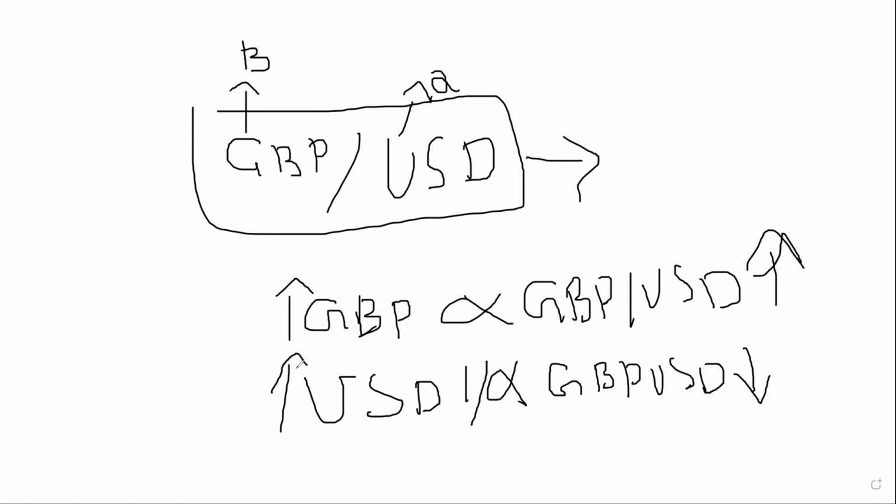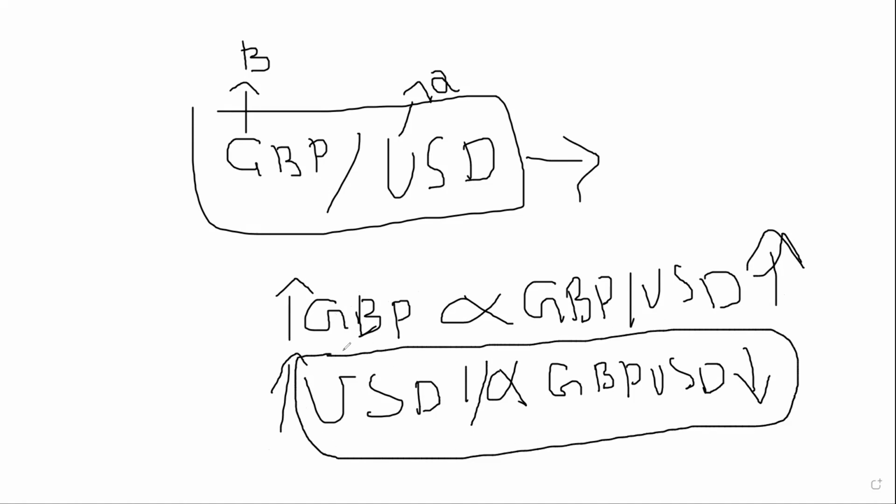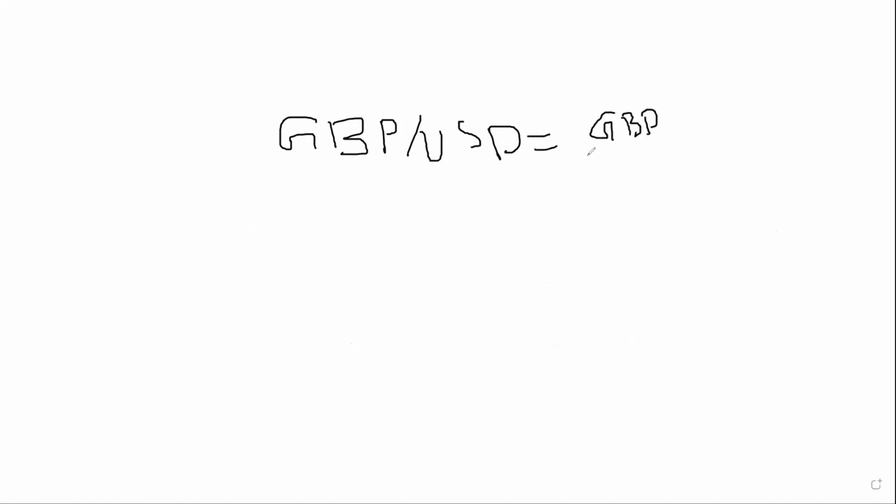Do you know why they are inversely proportional? No. Okay, it's very simple. Do you want me to explain how? Yeah, sure. All right. So we have GBP US dollar, right? Let's do simple maths. It's very, very simple maths. GBP US dollar is equal to GBP divided by US dollar. Am I right?